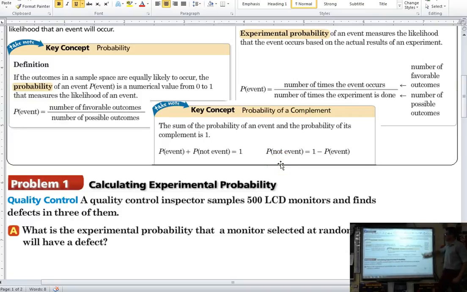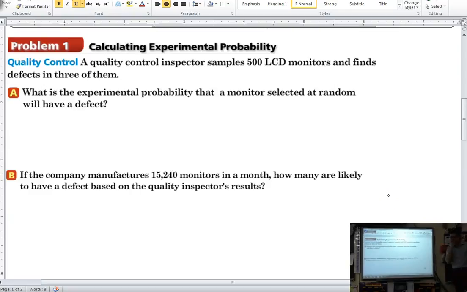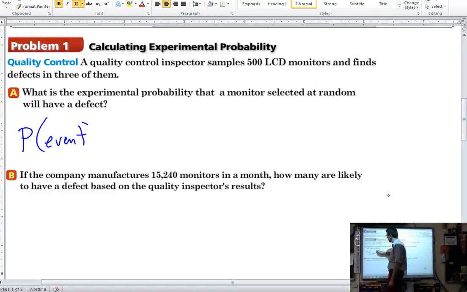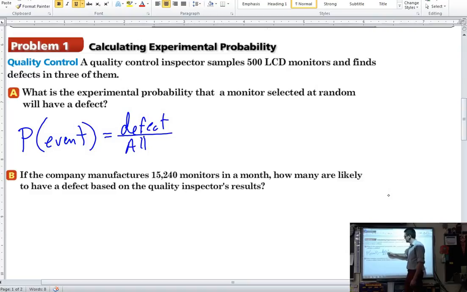We are checking computer systems, LCD monitors to be specific. We find 3 of them to be defective. What is our experimental probability that any monitor would be defective? 3 out of 500. So we set up the event: P of our event will equal the defects overall. We get 3 over 500, which would be 6 over 1,000.